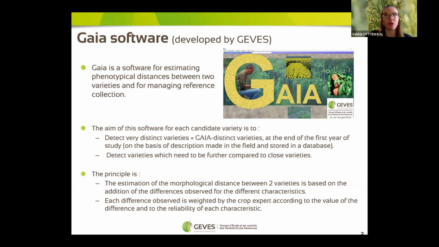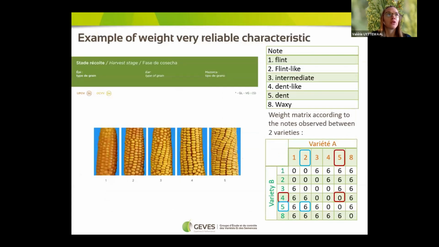So I have an example. In maize, we have the characteristic type of grain. We can show that we have different levels. The note 1 is flint, and the note 5 is dense. And for example, we have the variety A, in blue, the note is 2, and the variety B, in blue, the note is 5. So the weight is 6 points for this characteristic between the two varieties.